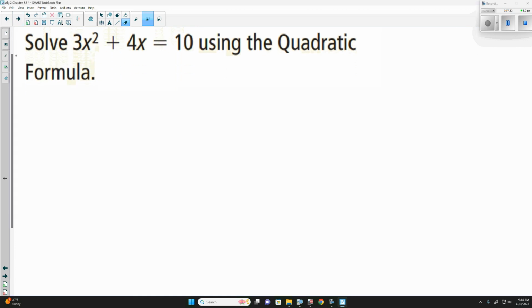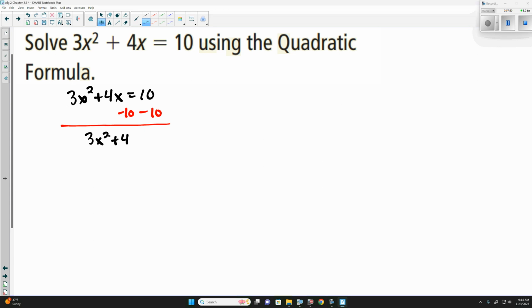3x squared plus 4x equals 10. If we're using the quadratic formula, we need to get this equal to 0. That's the first main step, is getting this equal to 0. So we have 3x squared plus 4x minus 10 is equal to 0.